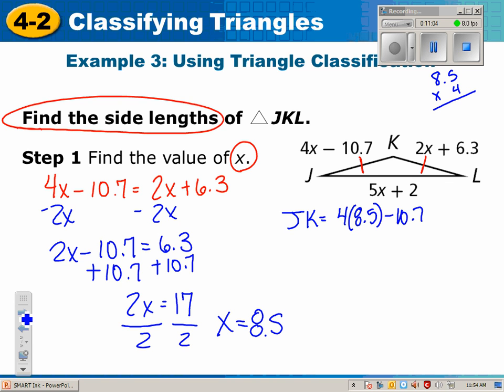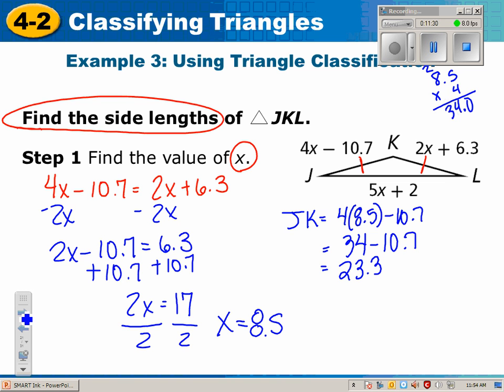To be 34, the easiest way would be to say we know 2 times 8.5 is 17, and 17 plus 17 is 34. Or you could go over here and do the math. 20, 32, 34, one number after the decimal. So it is 34 minus 10.7. It's 34 minus 10.7. 23.3.